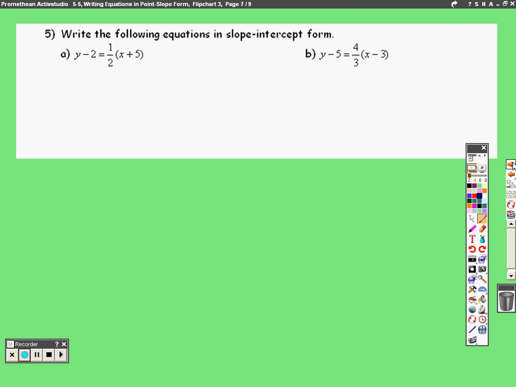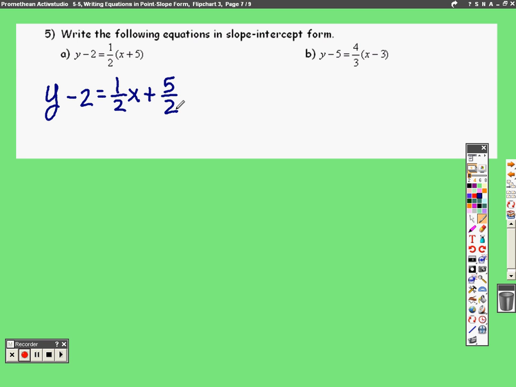Now we have an equation in point-slope form, and they want us to write it in slope-intercept form. Again, with this, we want to distribute the 1/2, so I have y minus 2 equals 1/2 x plus 5/2. Okay? And remember, let's leave these things as improper fractions. It's much easier to work with them if we leave them that way.